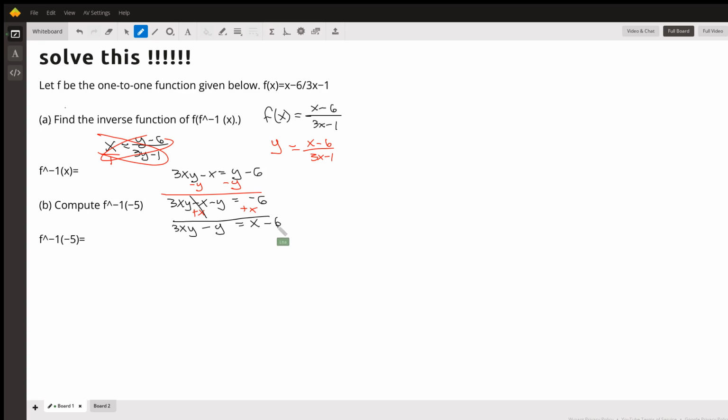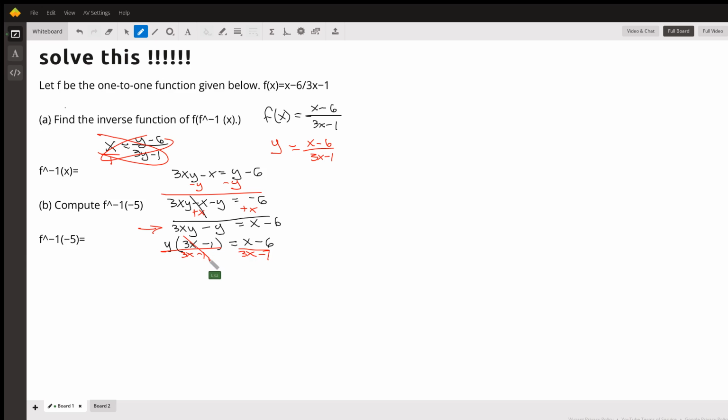Now, in order to solve for y, in order to get y alone, what you have to do is factor this. And when you factor it, we're going to do GCF. So y is common, and you're left with 3x minus 1. And then you divide both sides by 3x minus 1.